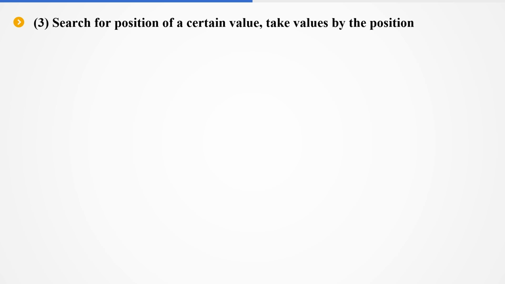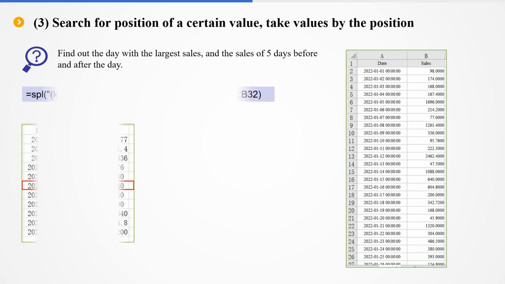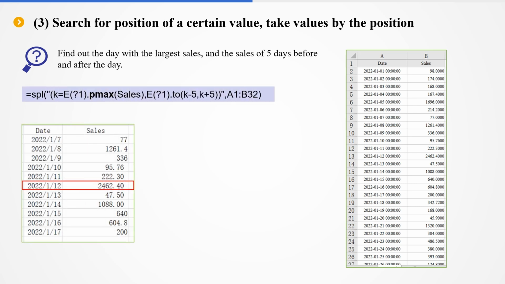3. Search for the position of a certain value, and then take values by the position. There is a statistical table for daily sales of January 2022. Now we want to find out the day with the largest sales, and the sales of 5 days before and after the day. First use the positioning function pmax to find the position of the row with the largest sales, and then take the data of 5 days before and after the day by the position.